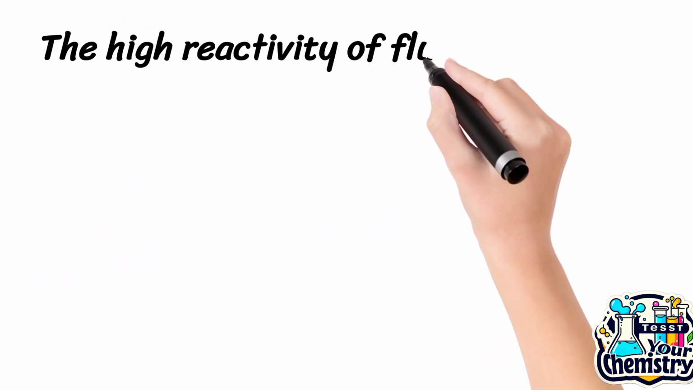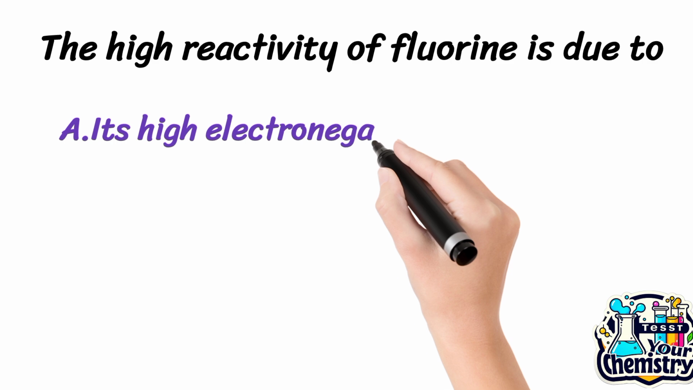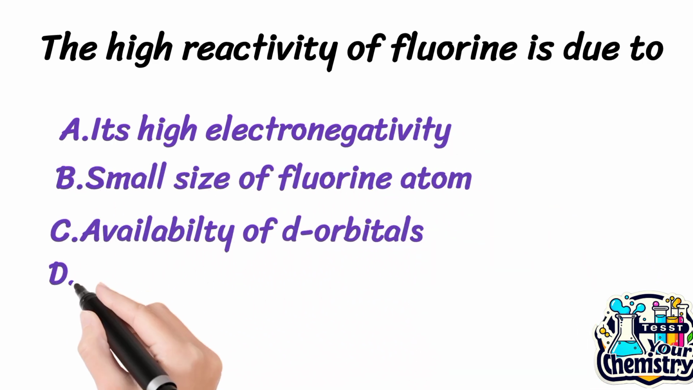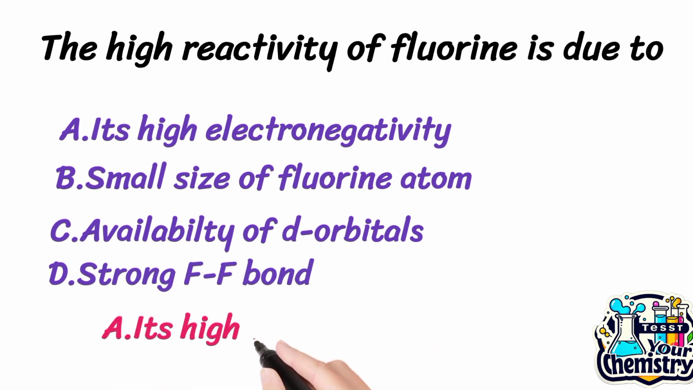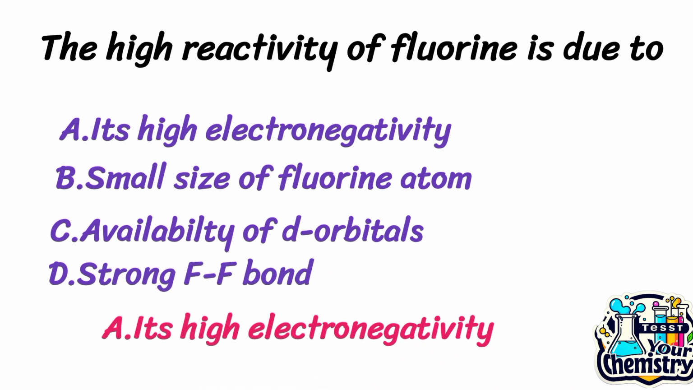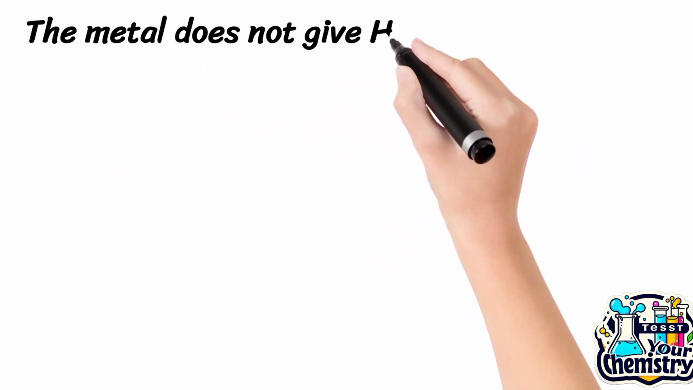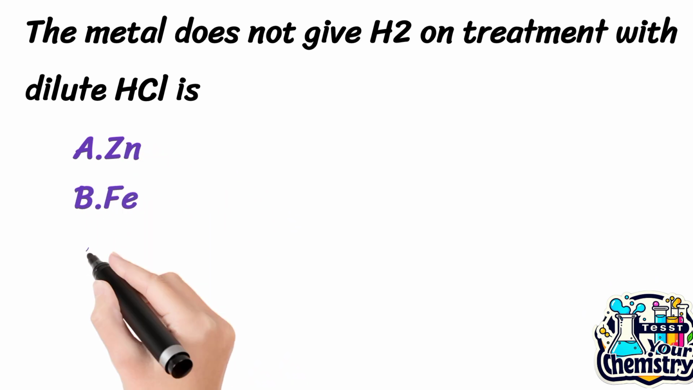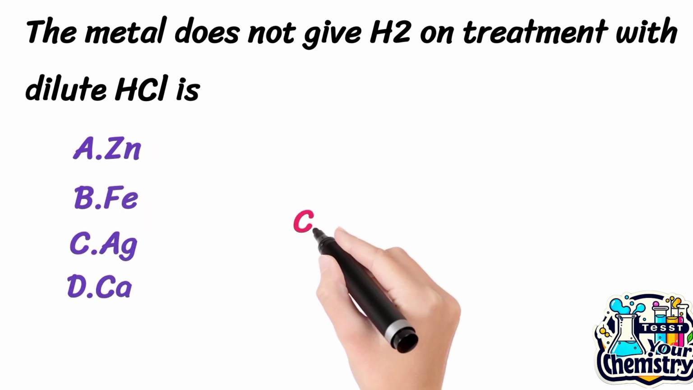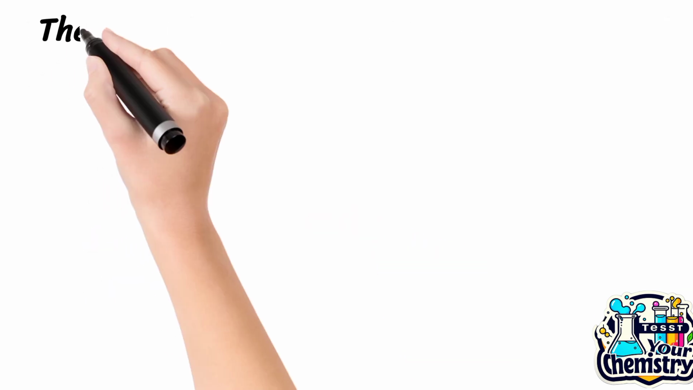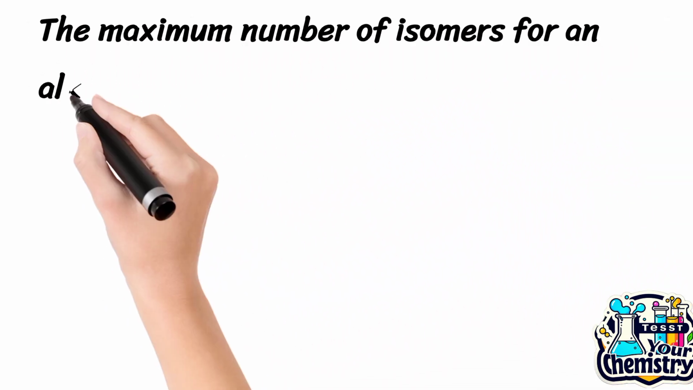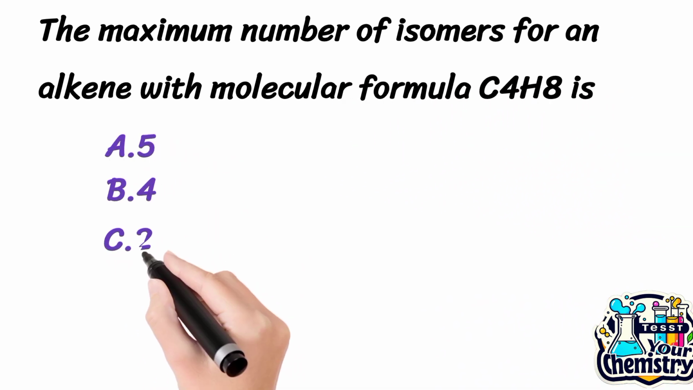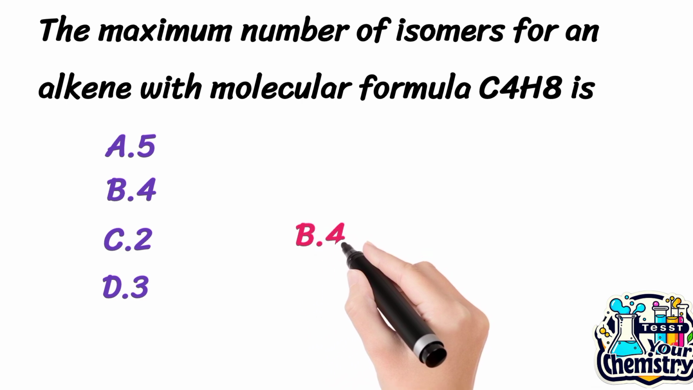The high reactivity of fluorine is due to its high electronegativity, small size of fluorine atom, availability of d orbitals, strong fluorine-fluorine bond. Option A, its high electronegativity is correct. The metal that does not give H2 on treatment with dilute HCl is zinc, iron, silver, calcium. Option C, silver is correct. The maximum number of isomers for an alkene with molecular formula C4H8 is 5, 4, 2, 3. Option B is correct, 4.